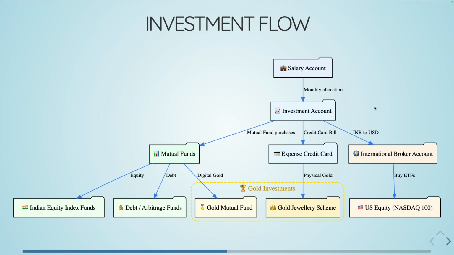And there is another flow. If you see there, there is an expense credit card which I use to buy the gold jewelry scheme, from where it's getting billed and paid from the investment account. And there is another flow where the money is routed into an international broker account, and then I go and buy Nasdaq 100. That was the first video I posted earlier, which you can go and look at if you are interested, on how that works.